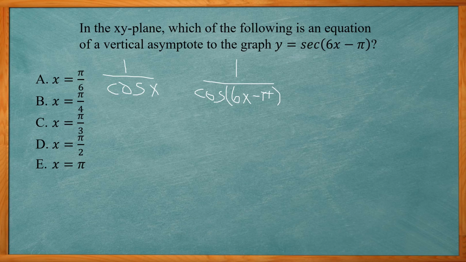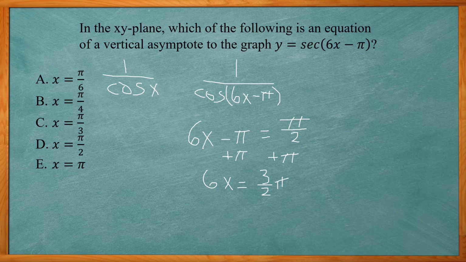So what we're going to do here is have 6x minus pi equal pi over 2. So when that equals pi over 2, we're going to get 0 for cosine of 6x minus pi. Alright, so for here I'm going to add pi to both sides. That's 1 pi we're adding. So 6x equals 3/2 pi.